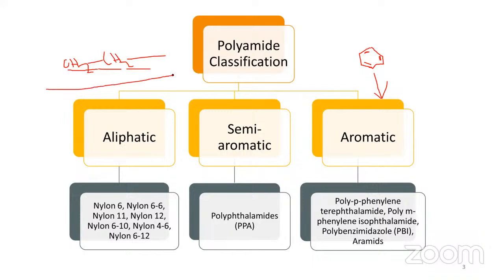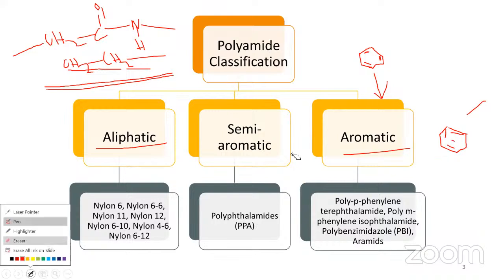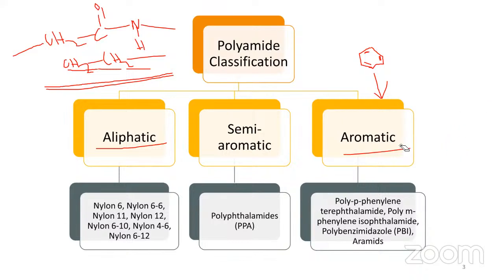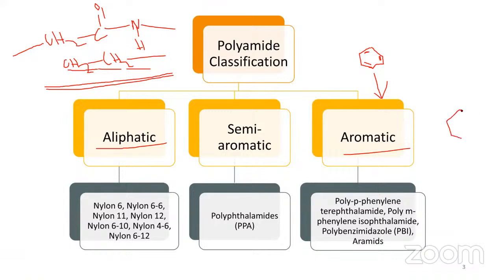Or when you have a straight chain consisting of any kind of molecule, suppose CH2, C double bond O, NH, and they are not in a ring shape but fully in a straight line, they are known as aliphatic. Aromatic means they have a cyclic structure with double bonds. They have this kind of structure.